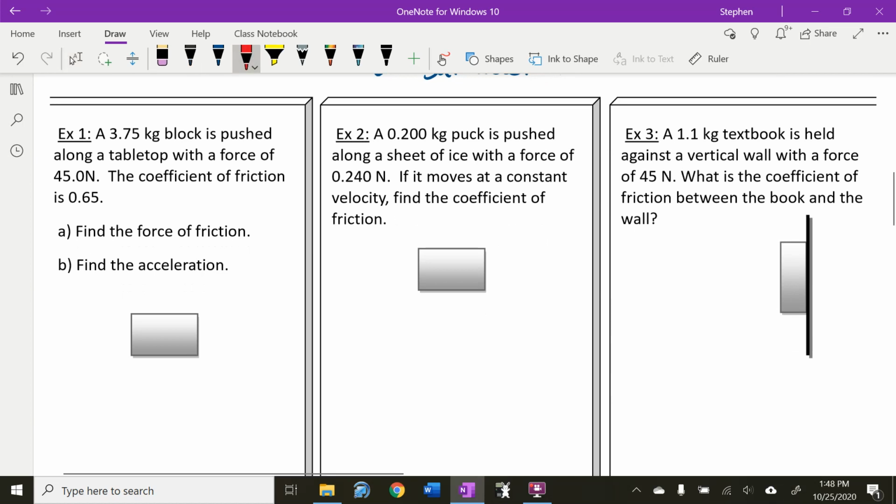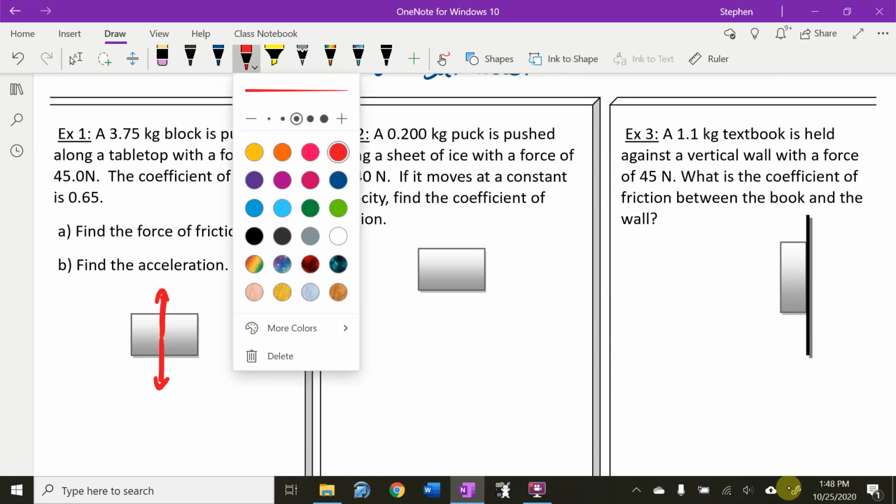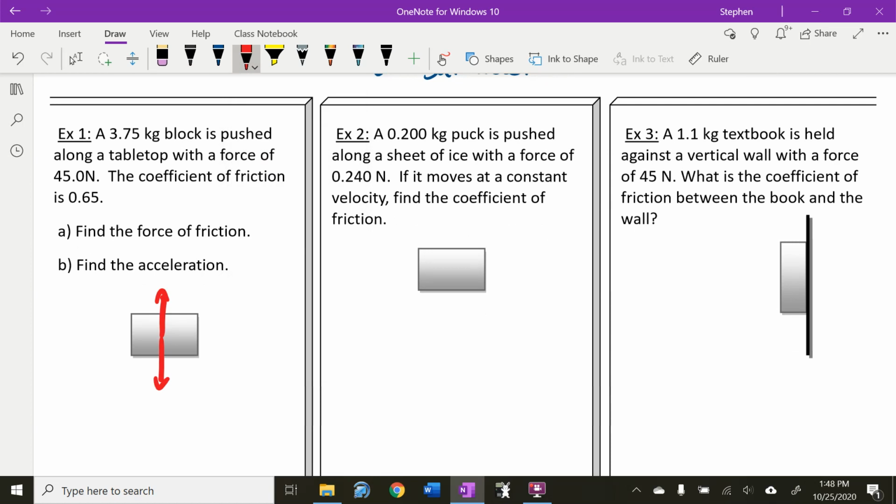So the first thing we should always do, of course, is draw our free body diagram. Let's make it a bit smaller. Force of friction, first thing we do, like I said before, we draw a free body diagram. And so we've got the normal force and the gravitational force, and these two are going to be equal.